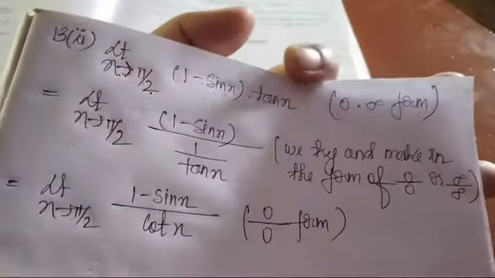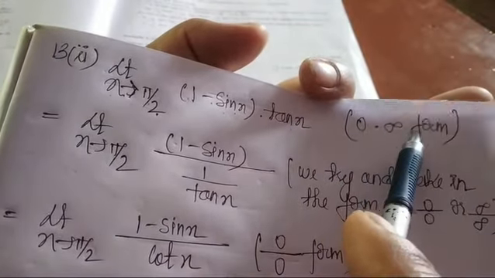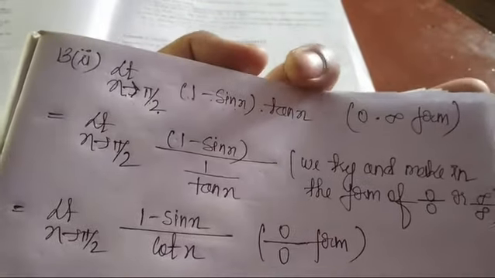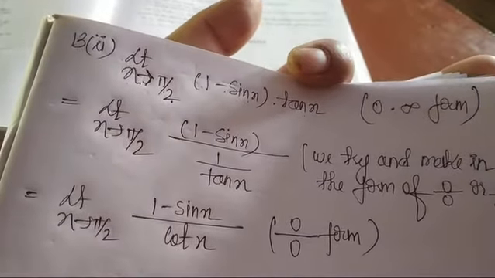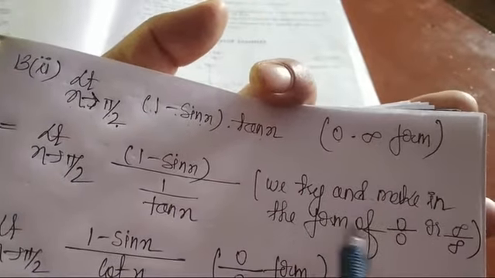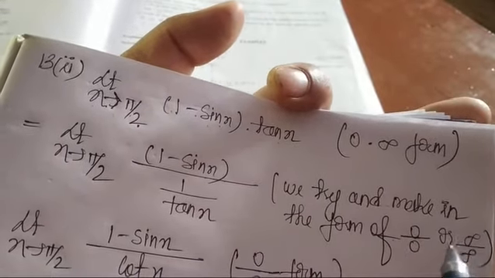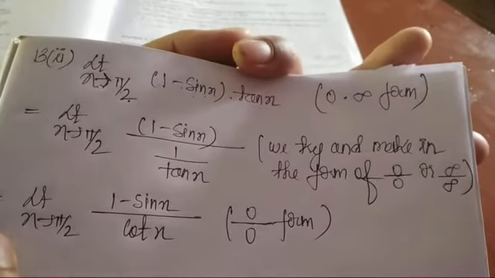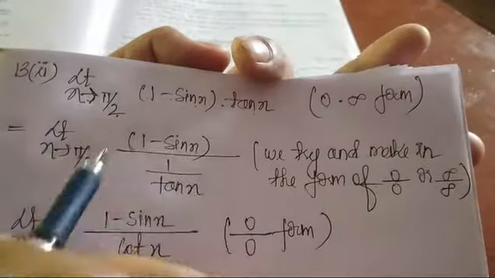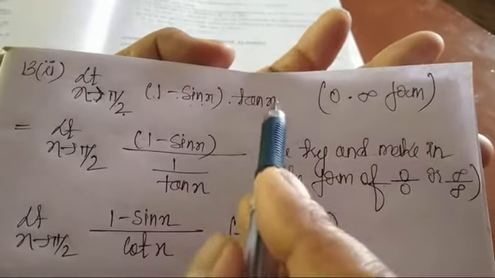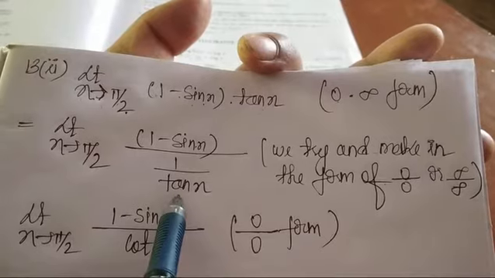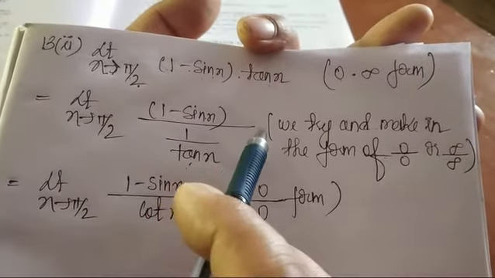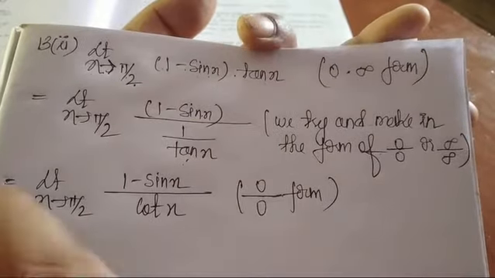Now, we know that once we get this 0 into infinity form, we will not be able to differentiate it directly until and unless I get 0 by 0 or infinity by infinity form. So what we'll do, we'll try and make it in the form of 0 by 0 or infinity by infinity, because only then will we be able to use the L'Hospital rule further. So the easiest thing for me to do is keep 1 minus sin x as it is and write tan x as 1 by tan x, because when we take the reciprocal, it gets multiplied to 1 minus sin x.